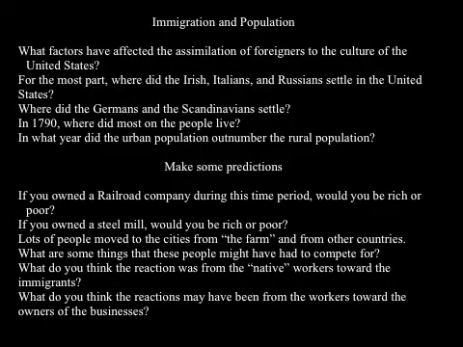Here's what we're doing today. We're talking about immigration and really the population explosion. Questions you should be able to answer based on this podcast are: what are the factors that have affected the assimilation of foreigners to the culture of the United States? Be able to explain, for the most part, where did the Irish, the Italians, the Russians, where did they settle in the United States? Along those same lines, where did the Germans and the Scandinavians settle?